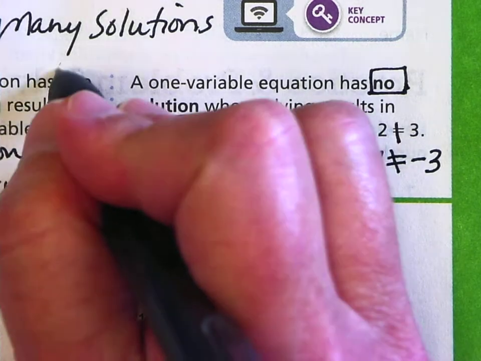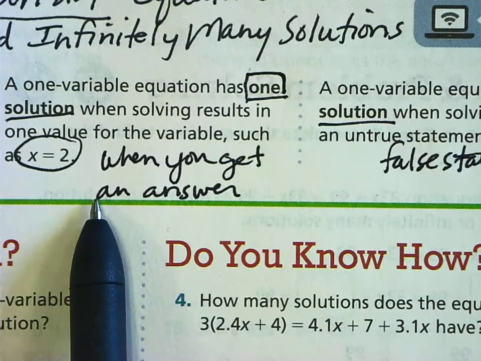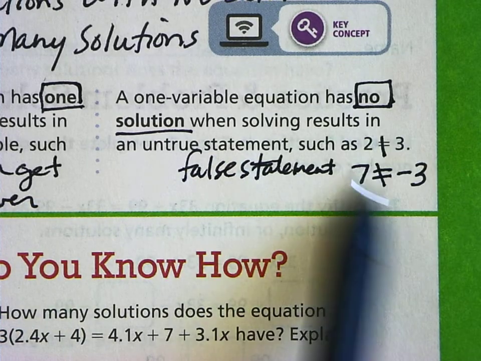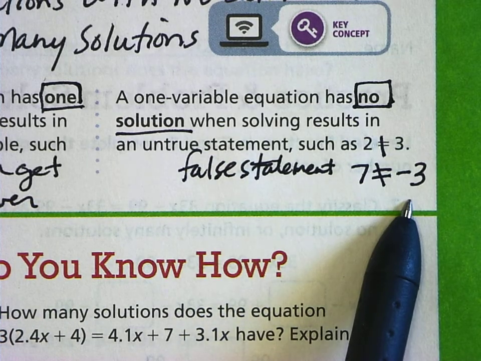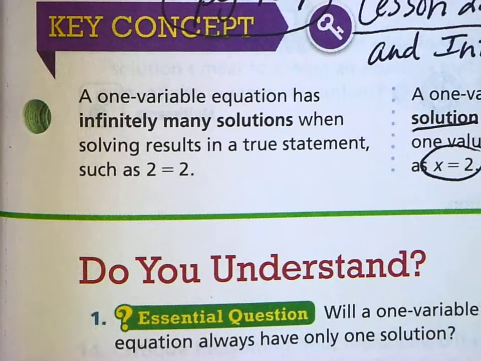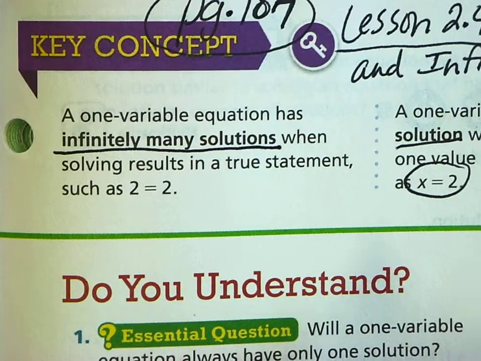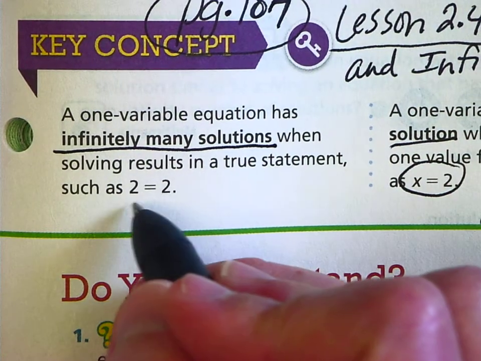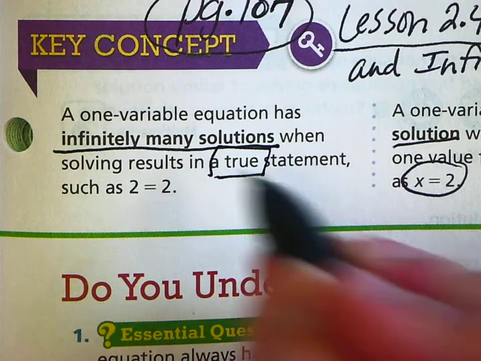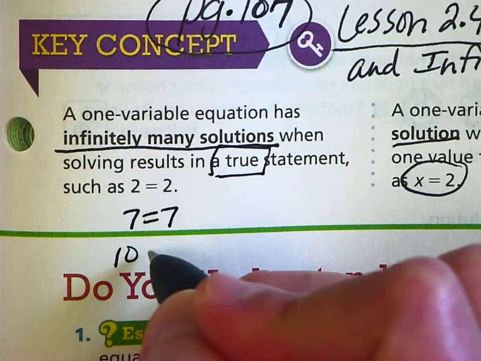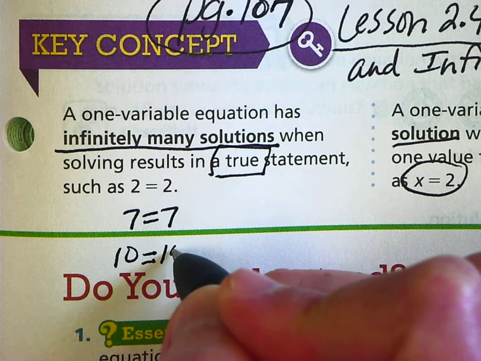Okay, so far, if you're able to solve and get an answer, that's one solution. When you can't get an answer and you end up with a false statement like this, that is no solution. And then the third one is infinitely many solutions. So we can solve an equation and then get a true statement, such as 2 equals 2, or 7 equals 7, or 10 equals 10.